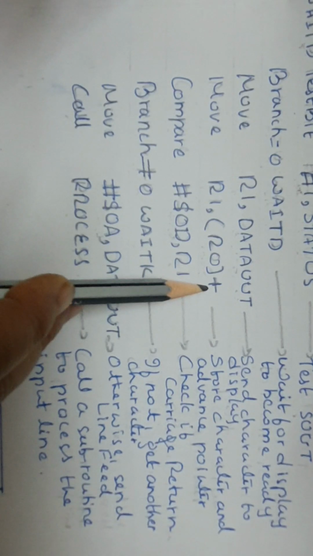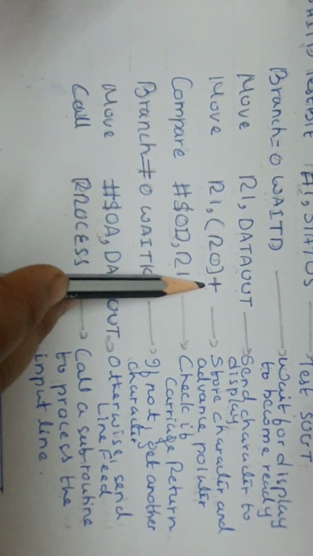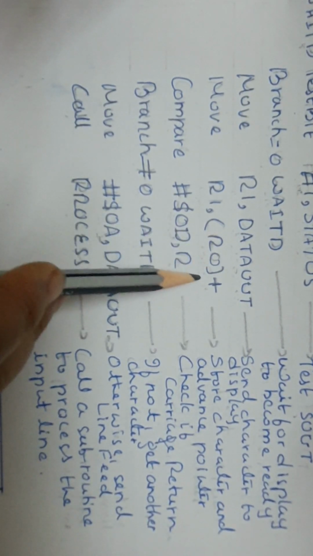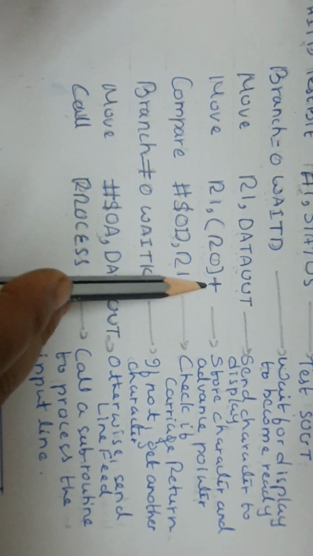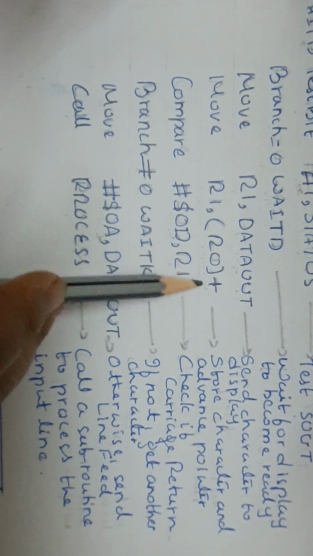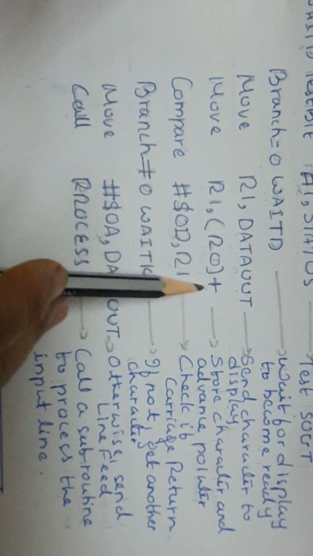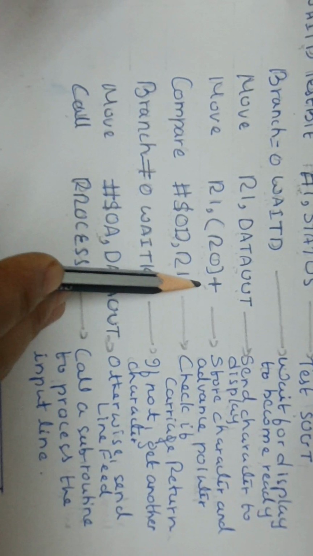Then R0, that memory location address, is incremented by 1 word size. It means R0 now points to the second memory location in the buffer, so that the next time the keyboard is pressed, the second character will be stored. When the second character is stored and R0 is incremented, it points to the third memory location and hence the third character will be stored. So this is a post-increment kind of instruction.